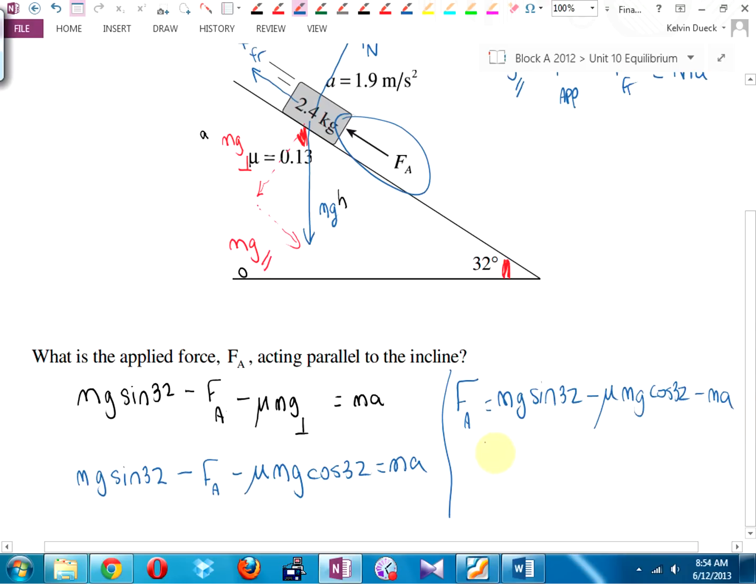All right, let's start plugging in numbers. What's the mass according to this question? 2.4 times 9.8 sine 32. This is what you're going to follow along on your calculator. Minus what's the coefficient of friction? 0.13 times 2.4 times 9.8 cos 32, minus 2.4 times what they say the acceleration was, 1.9. What do you get?